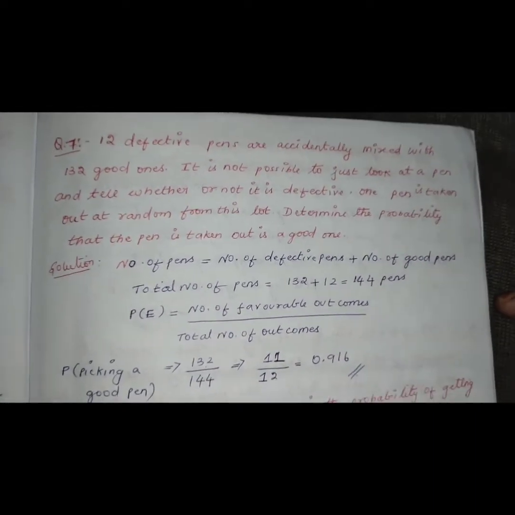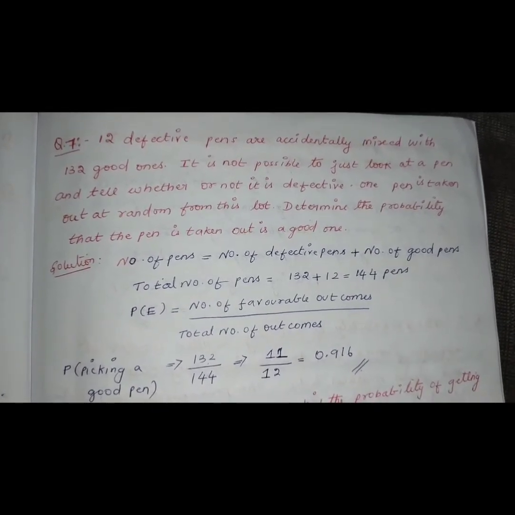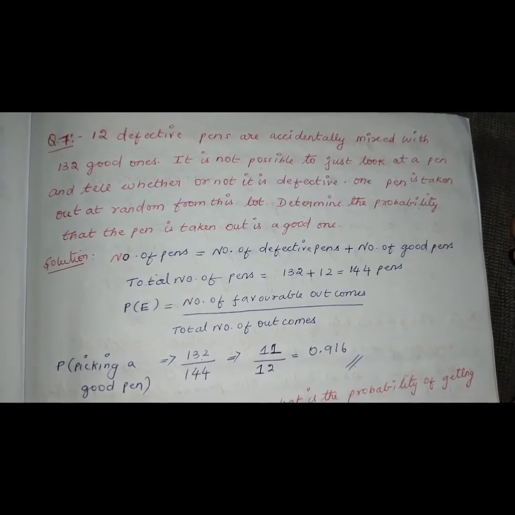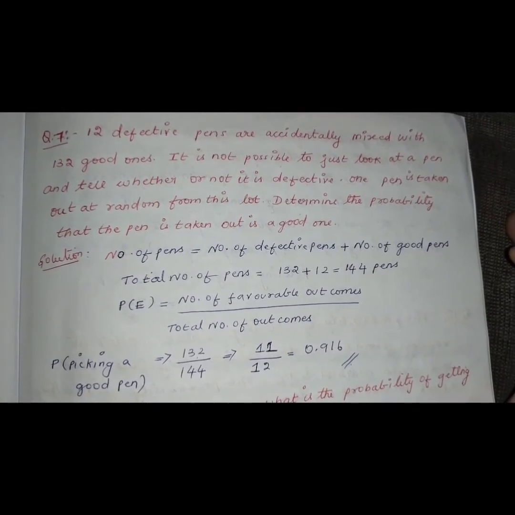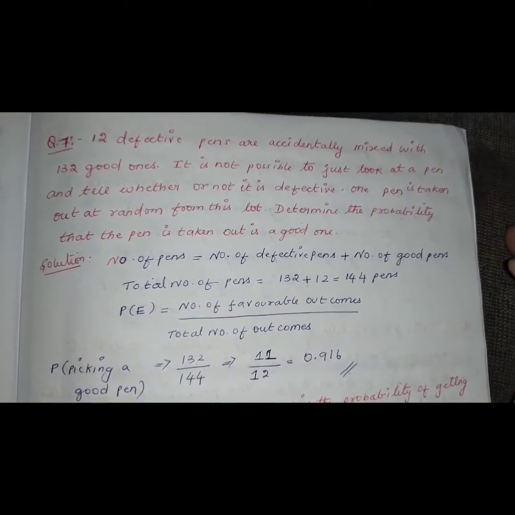Next question is also a very important question of chapter 15, probability. 12 defective pens are accidentally mixed with 132 good ones. It is not possible to just look at a pen and tell whether or not it is defective. One pen is taken out at random from this lot. Determine the probability that the pen taken out is a good one.